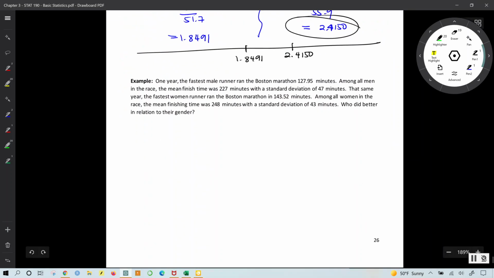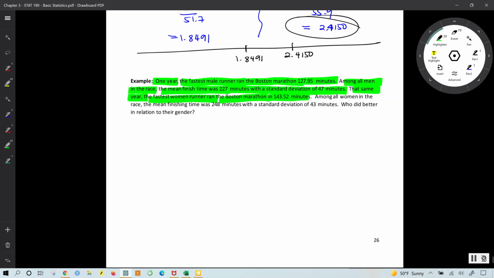We now proceed to the next example. One year, the fastest male runner ran the Boston Marathon in 127.95 minutes. Among all men in the race, the mean finish time was 227 minutes with a standard deviation of 47 minutes. That same year, the fastest woman ran the Boston Marathon in 143.52 minutes. Among all women in the race, the mean finishing time was 248 minutes with a standard deviation of 43 minutes. Who did better in relation to gender?